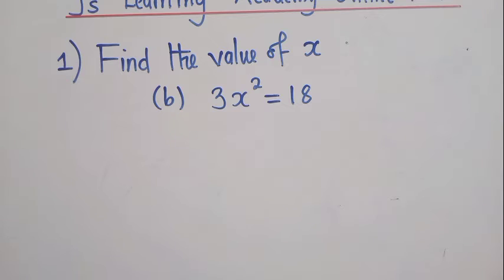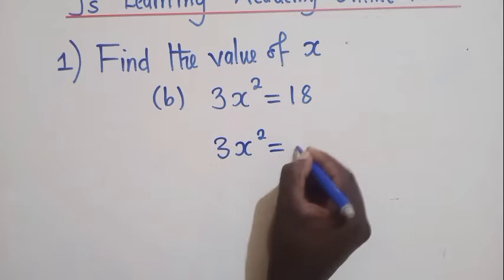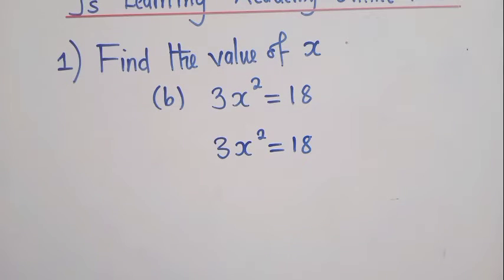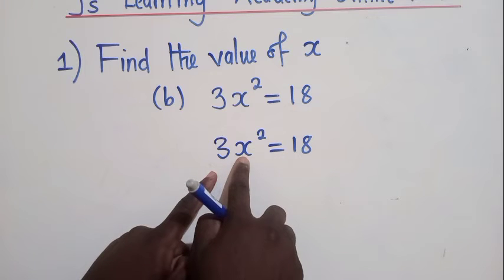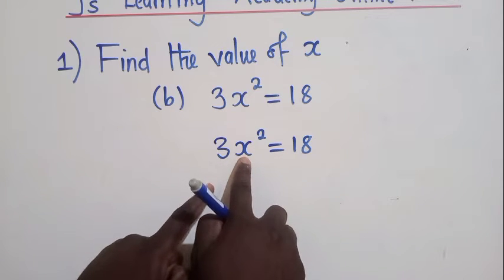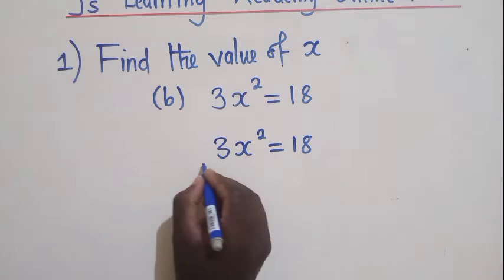Just by looking, you can tell that question 1B is a quadratic equation. Why? Because of the power 2. This shows that we're dealing with a quadratic equation. So let's copy. After copying, are we supposed to balance the bases here? No, because the base here is x, and we don't know the value of x. We can't balance the bases unless this x was a power. So in this case, we are allowed to divide.